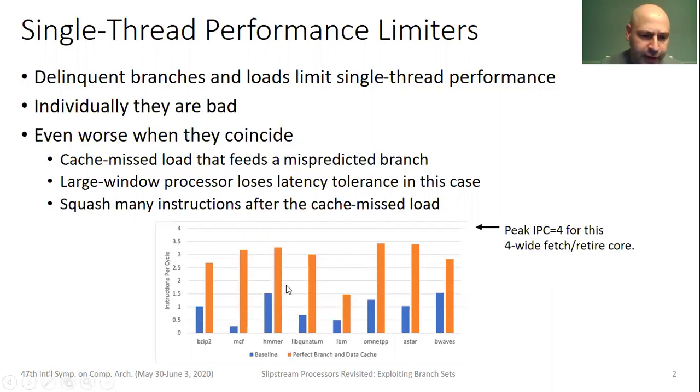The graph shown on this slide shows instructions per cycle of an aggressive 4-wide fetch/retire core that has a peak IPC of 4 instructions per cycle. And as you can see on these difficult workloads, that core struggles to achieve even 2 IPC, whereas if we have perfect branch and data cache, we get much closer to the peak performance.